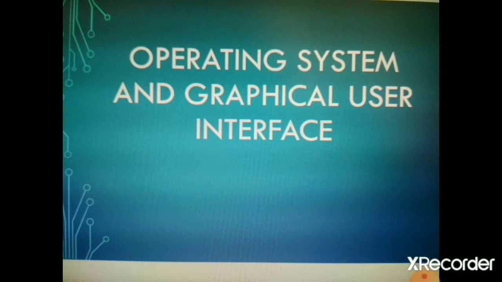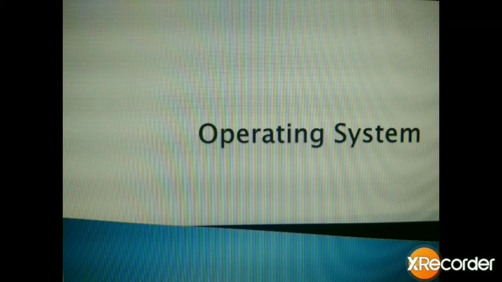Today we are going to start with a new chapter, that is operating system and graphical user interface. So, firstly, we are going to see about operating system. What is operating system? Operating system is nothing but an interface between users and computer.